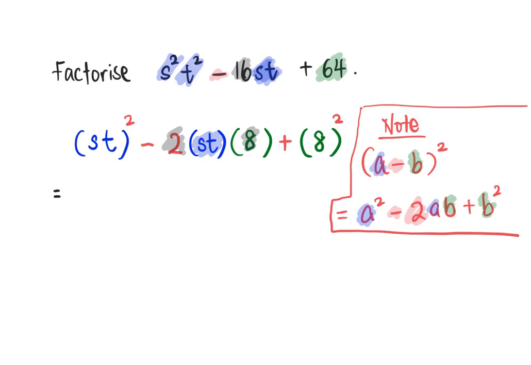So using the special product, I can then easily get my final answer. My a would then be my st. My b will be 8.